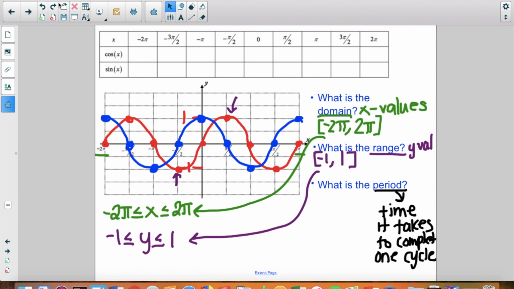Now, if we look here at the graph, I'm going to go for sine. So we have to know what it looks like. For the sine graph, one complete cycle would end right here. So that tells us that our period is 2 pi. The same will apply for the cosine. To complete one full cycle on this graph, it ends right there at 2 pi. So the period here is 2 pi.